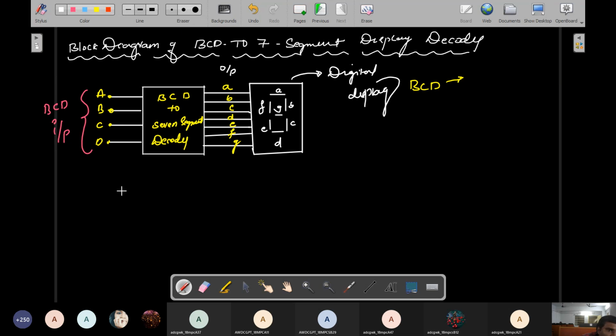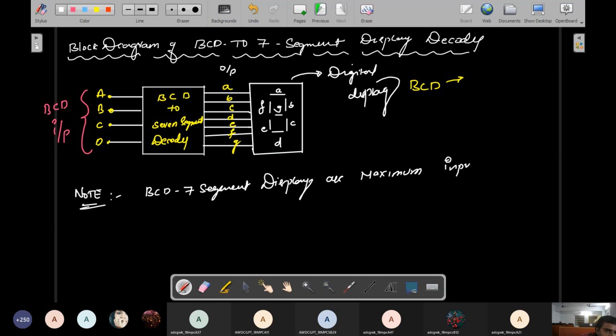One important note point: the BCD to 7 segment display decoder has a maximum of 4 inputs, and you will get 7 outputs. So you are given 4 inputs, and you will get 7 outputs from the device.